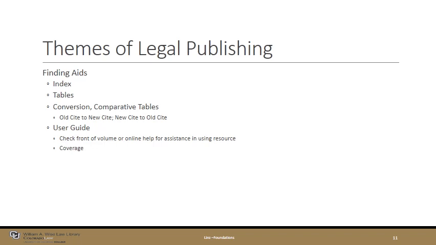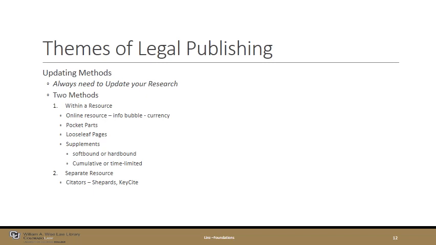There are other kinds of tables besides tables of contents, such as tables of laws, statutes, and cases. You can use these to look up a case or a statute, and it points us to the location within the book or the resource where it's discussed. There are also conversion and comparative tables that help us determine where new statutes were published from an old statutory code or vice versa. Of course, a user guide is a kind of finding aid. It helps us use the resource. It might give us some tips on how to search within the resource.